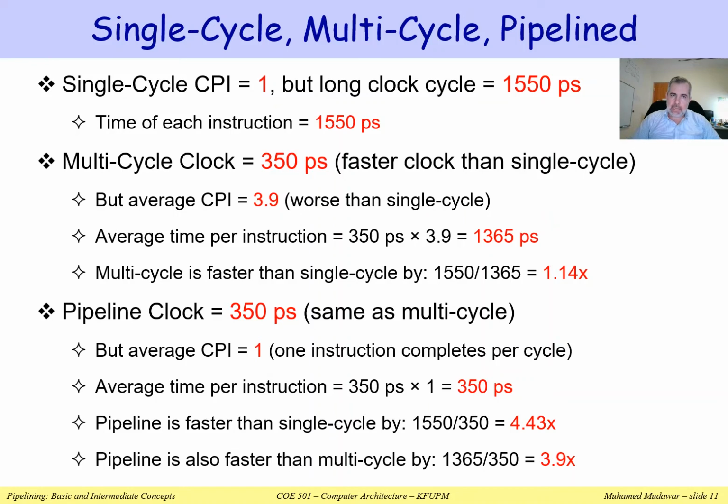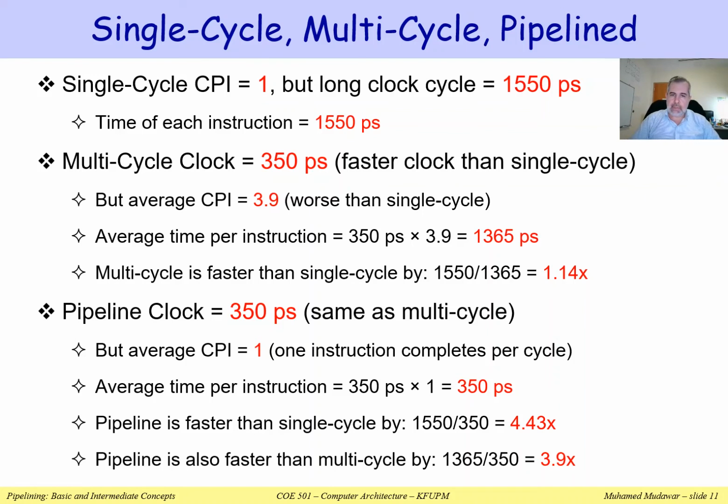So in summary, for single cycle, the CPI is equal to 1, but the long clock cycle is 1,550 picoseconds. So you can look here at the time of each instruction, which is 1,550 picoseconds. For the multi-cycle, we have seen that we can choose the maximum delay at any stage, which is 350 picoseconds. But the problem is that the average CPI is 3.9. It's worse than the single cycle.